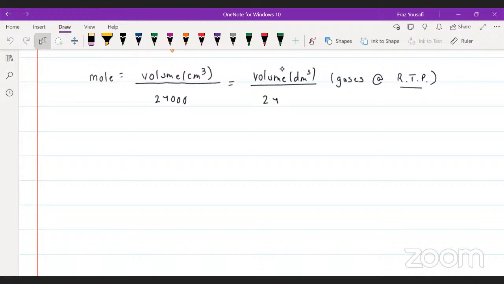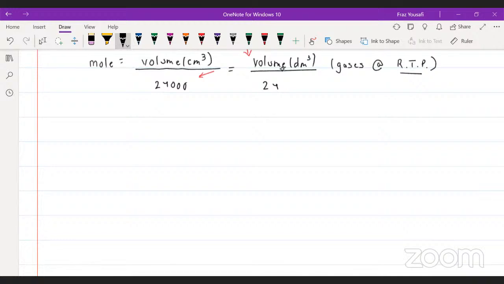Now, do keep this in mind. You cannot apply this understanding in any way, shape, or form if you're dealing specifically with anything but gas. The biggest misconception is that we'll try to take like 25 centimeters cubed of hydrochloric acid and try to apply this formula. You cannot do that. It has to be only true for something that is gaseous at reaction conditions, right?